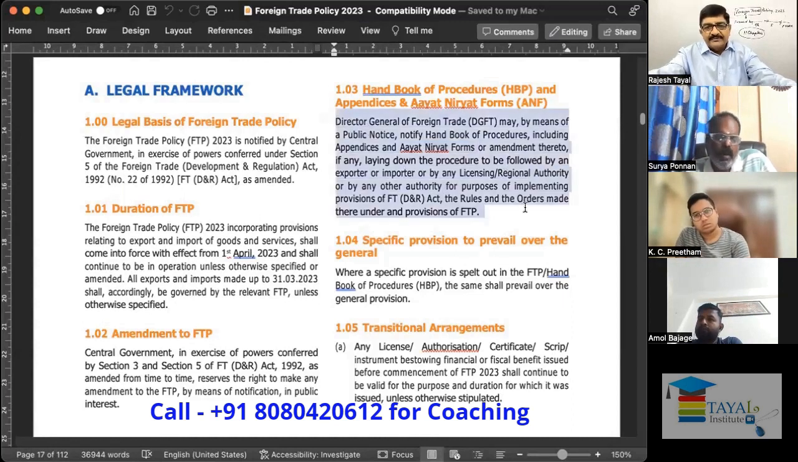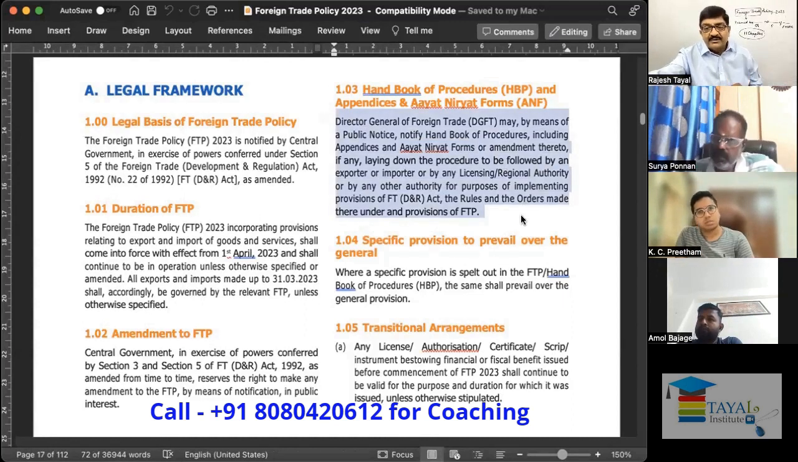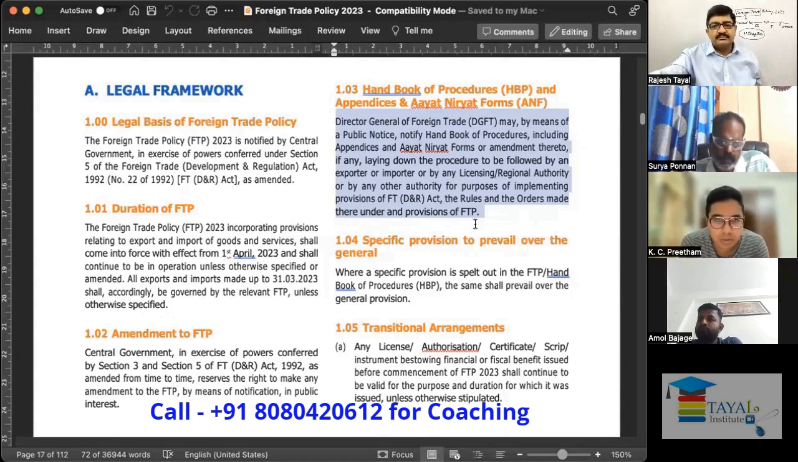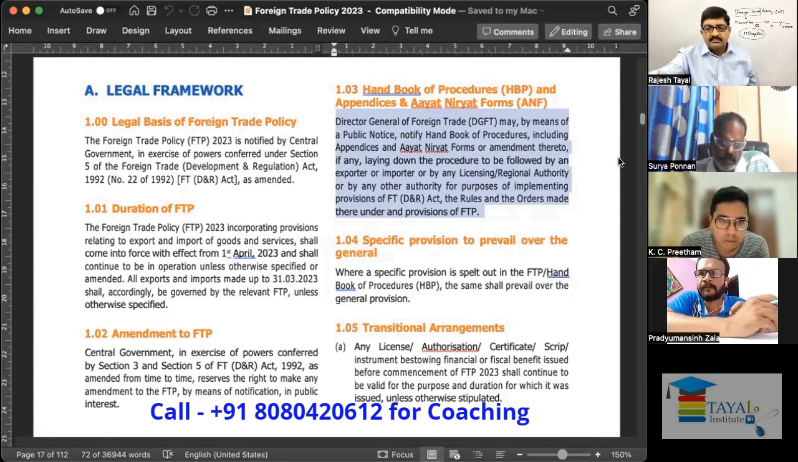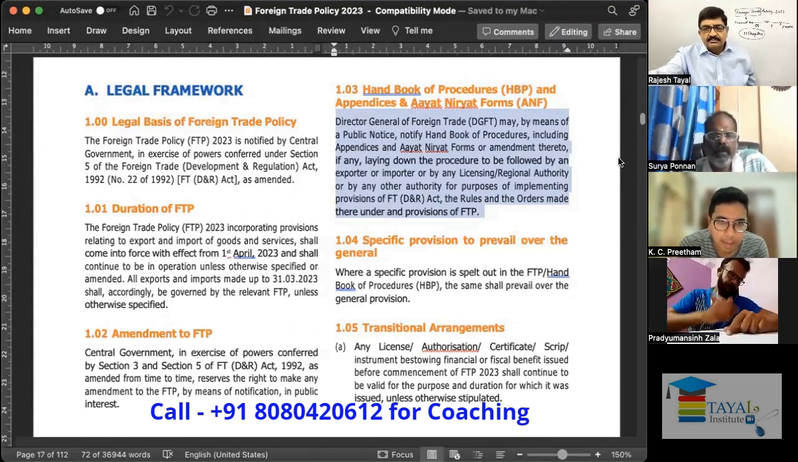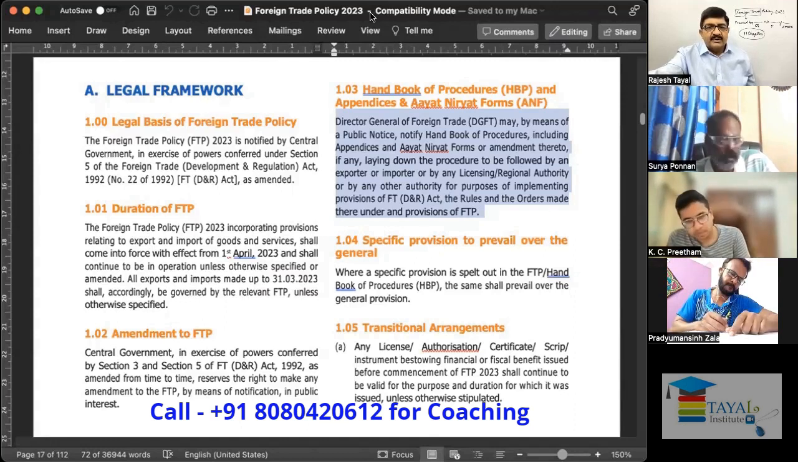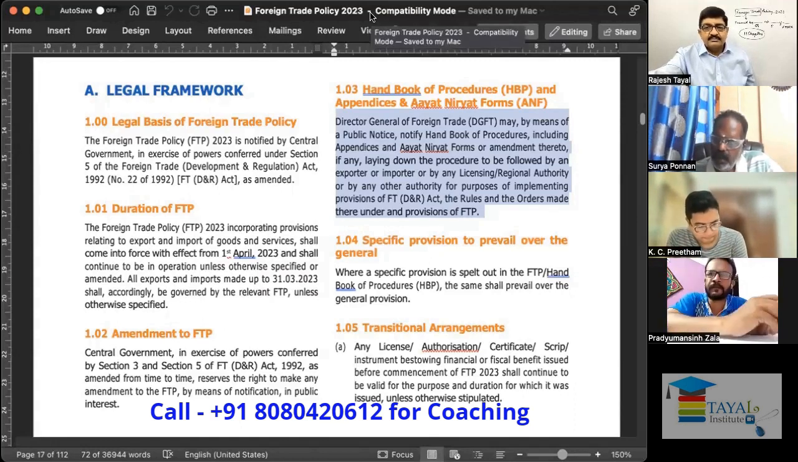So in this, what do you understand? Policy is framed by central government. Procedures are drawn by DGFT. And where are the procedures prescribed? In the handbook of procedures. And all the relevant forms are referred to as Ayat Niryat Forms. Those are a part of the handbook of procedures. Read this again, the highlighted portion, and check if you have any question or any doubt. Any question on this point?